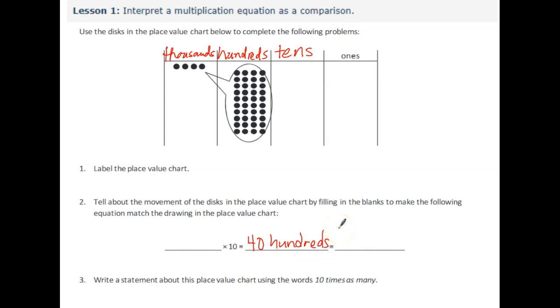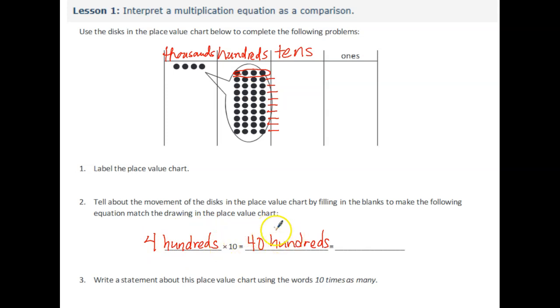So if we're going backwards here, we say, well, what times 10 equals 40 hundreds? It would be 400 times 10 equals 40 hundreds. So if I took this first 4 here and multiplied it by 10, that's times 1, times 2, times 3, times 4, times 5, times 6, times 7, times 8, times 9, times 10. 4 times 10 is 40. So 400 times 10 is 4000.